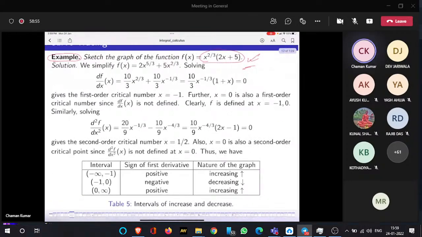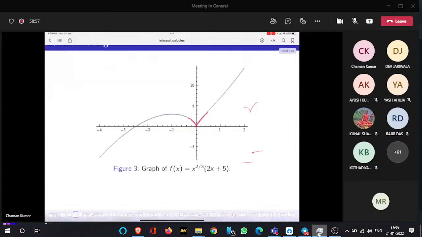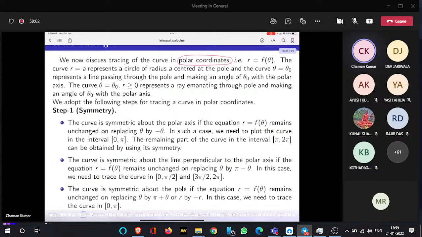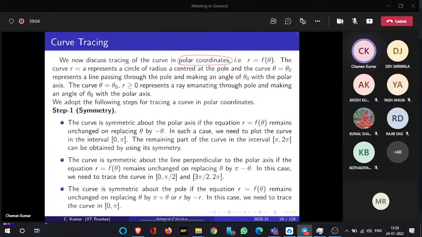So for polar coordinates, we have different rules. Where is that? I have written that on this slide. So these are the rules for polar coordinates.